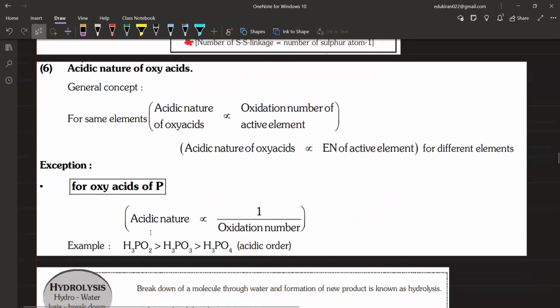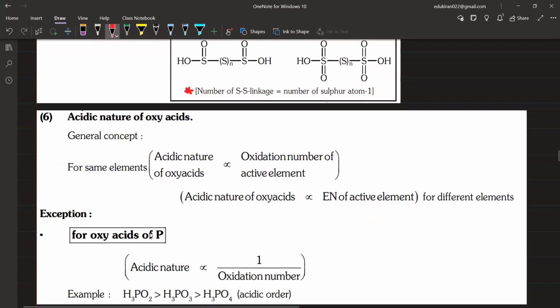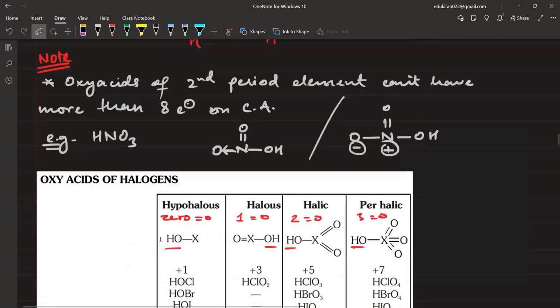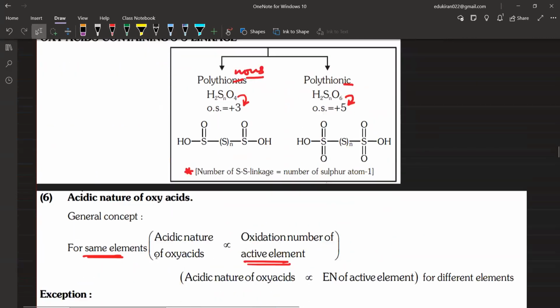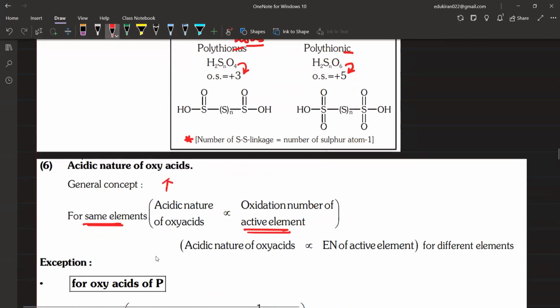Now, moving on to the acidic nature of oxyacid. Okay. So in general, when you have same element, for example, आपके पास है sulfurous acid, sulfuric acid, and so on, then when you have the same non-metallic atom, the acidic nature of oxyacid is directly proportional to the oxidation number of the active element. यानी कि active element क्या हो जाएगा यहाँ पे? Active element is going to be the non-metal. So if I take the case of halogen, then perhalic acid is most acidic, followed by halic, followed by halous, and then hypohalous, because the oxidation state is increasing from hypohalous to perhalic acid. As the oxidation number increases, the acidic nature also increases.